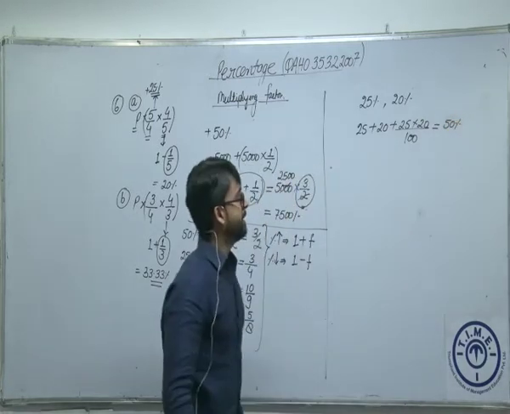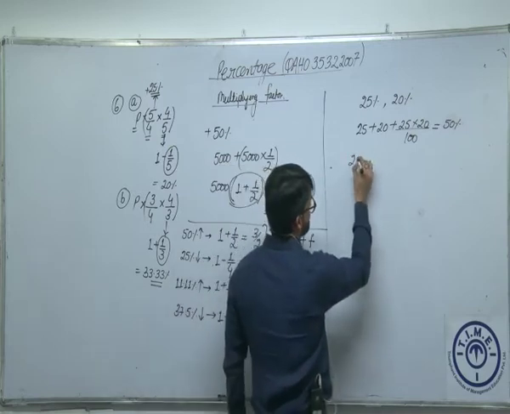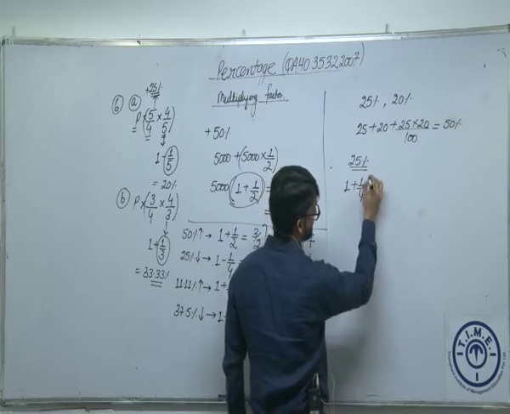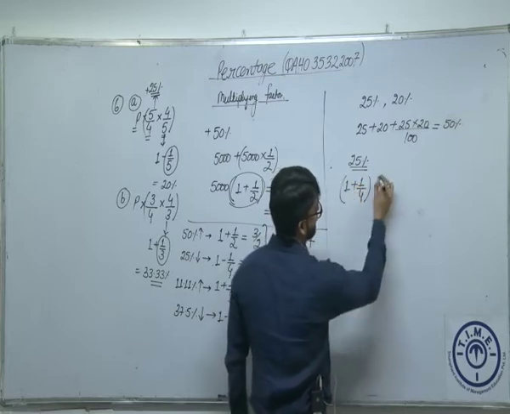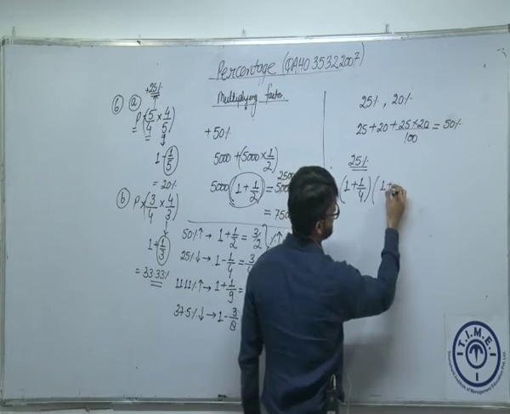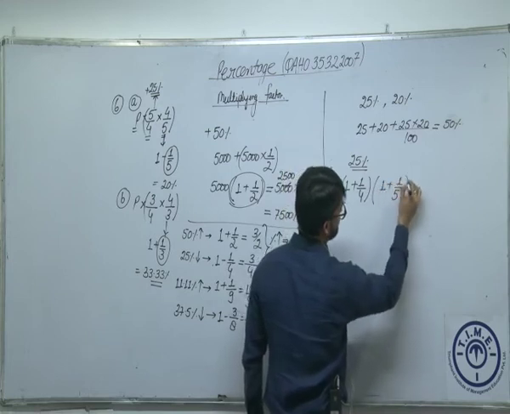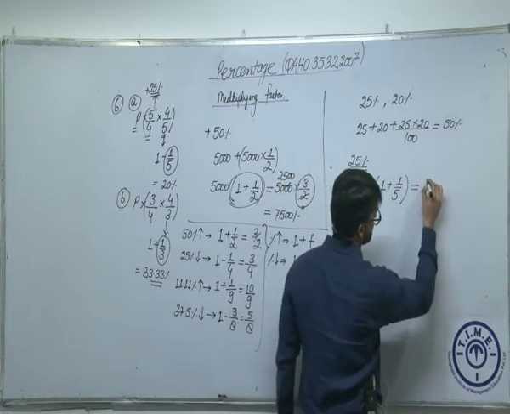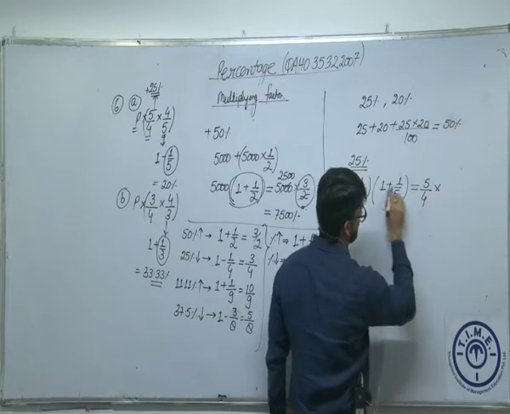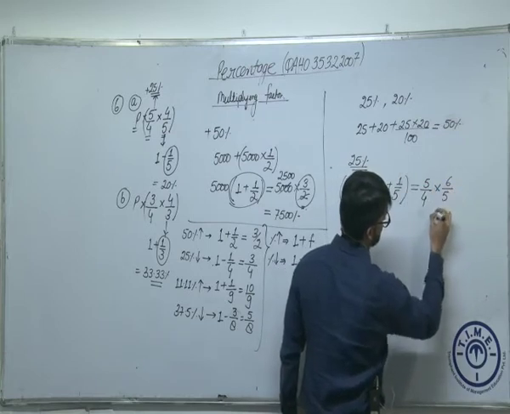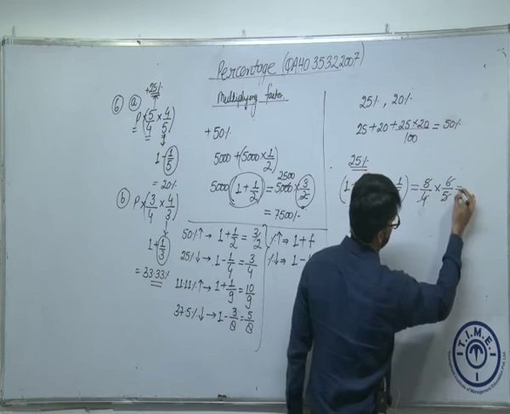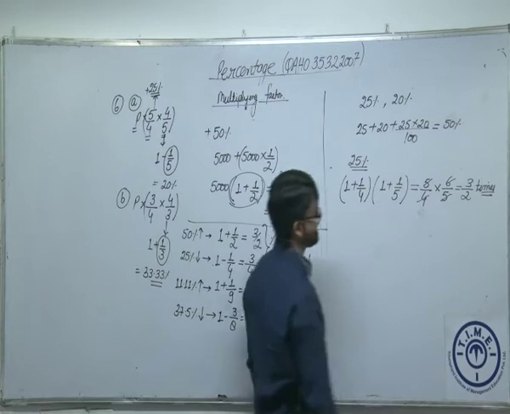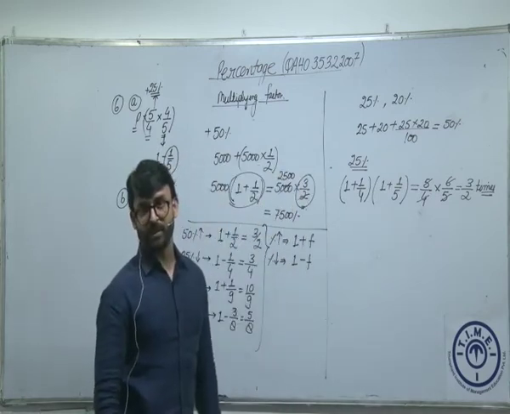Now, what does 25% increase means? How many times the number is going to be? 1 plus 1 by 4 times. Am I right? 20% means 1 plus 1 by 5 times. This is actually 1 by 4 plus 1, which is 5 by 4. And this is 1 plus 1 by 5, which is 6 by 5. This is 3 by 2 times. Can you get the idea of 3 by 2 times?